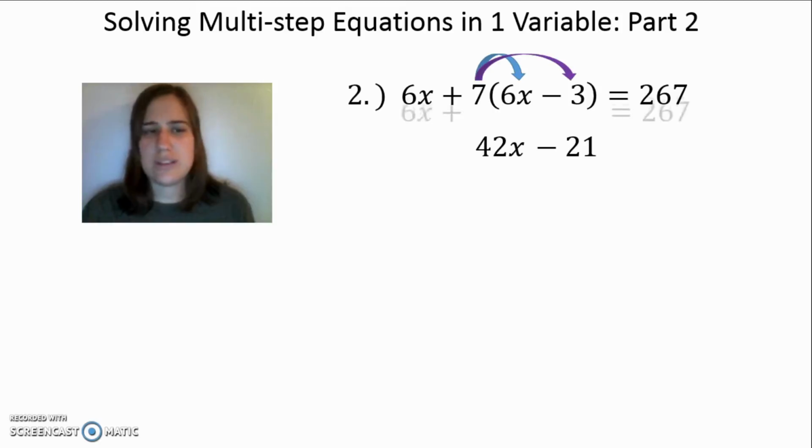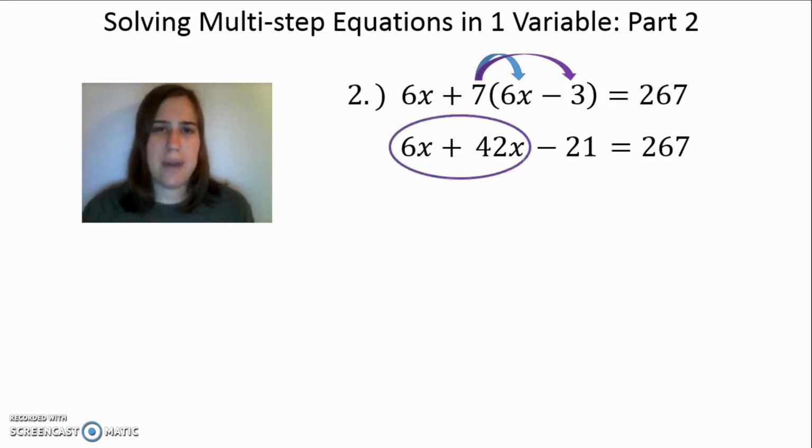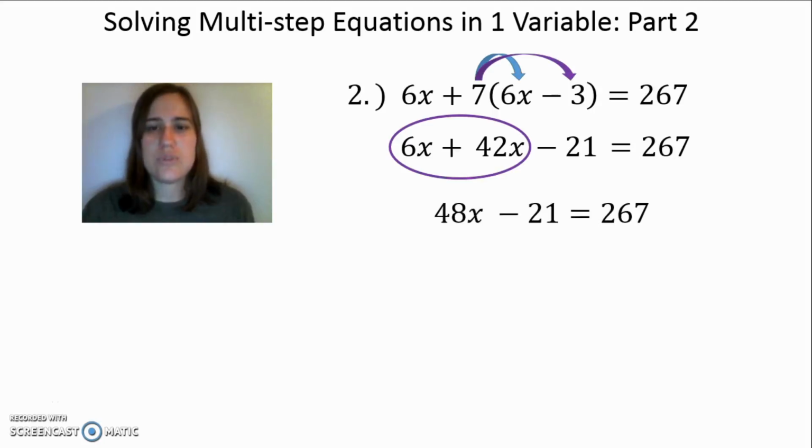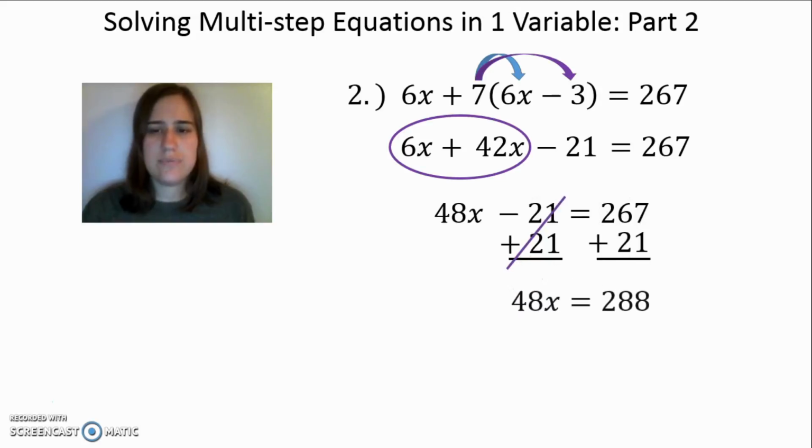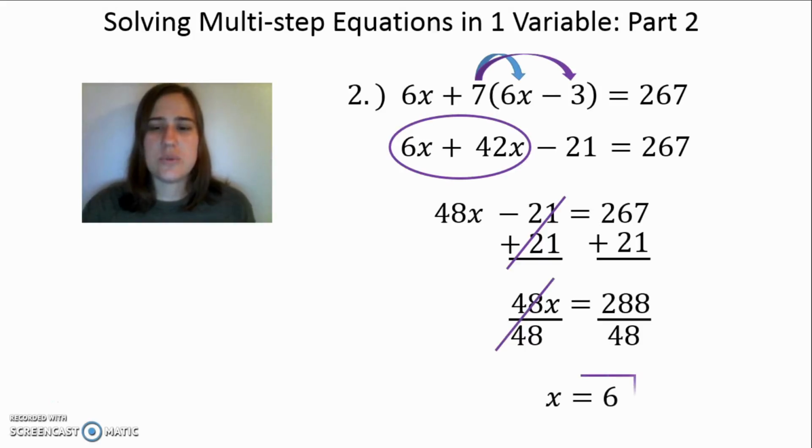Next, we bring down the rest of the problem. We have two variables on the left side, so we can combine those to make 48x. And now it's a two-step problem. So we're going to add 21 and divide by 48. And x equals 6.